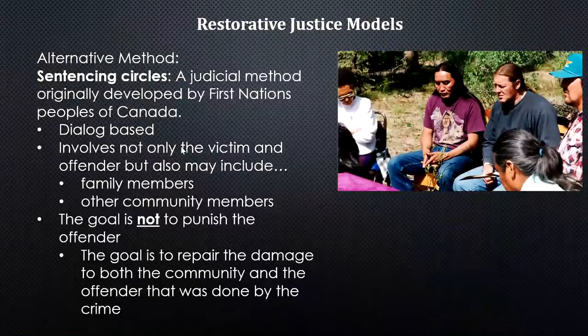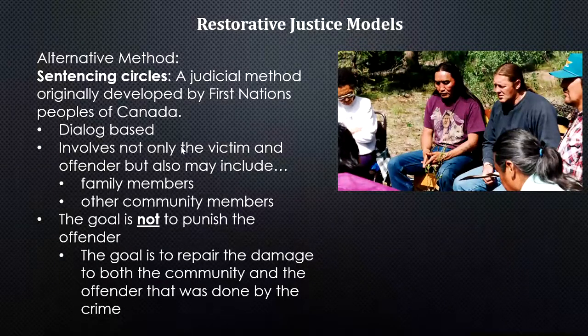In this slide and the next slide, we're looking at two alternative methods toward restorative justice. One of those is a sentencing circle. A sentencing circle is a judicial method originally developed by the First Nations people of Canada. In Canada, instead of calling them Native Americans, they call them First Nations people. In this sentencing circle, we have people literally sitting in a circle, and it is dialogue based. It includes not only the victim and the offender, so both sides get to tell their story, but also any family members that might be involved, and any other community members that might be involved, telling the story and coming to a conclusion that could try to make everyone whole in a given conflict.